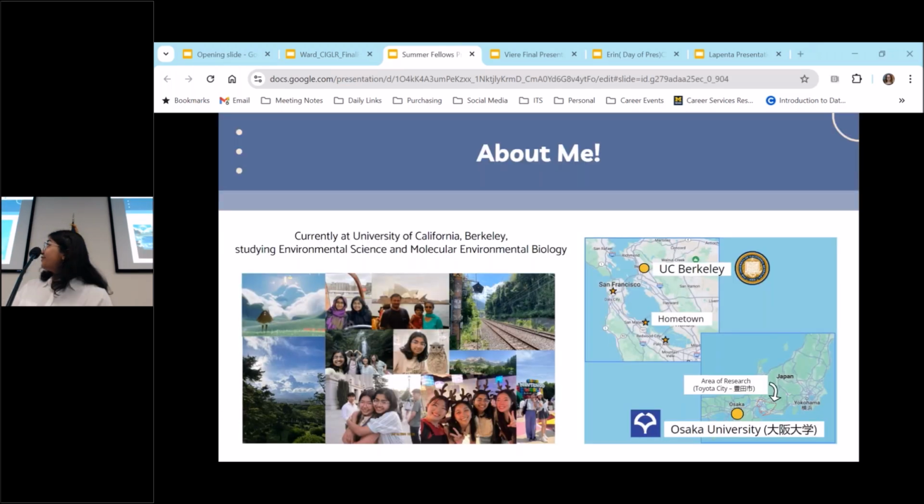So a little bit about me first. I'm currently a rising senior at the University of California, Berkeley, studying environmental science and molecular environmental biology. I've also done research at Osaka University, where I modeled and assessed forest management scenarios.